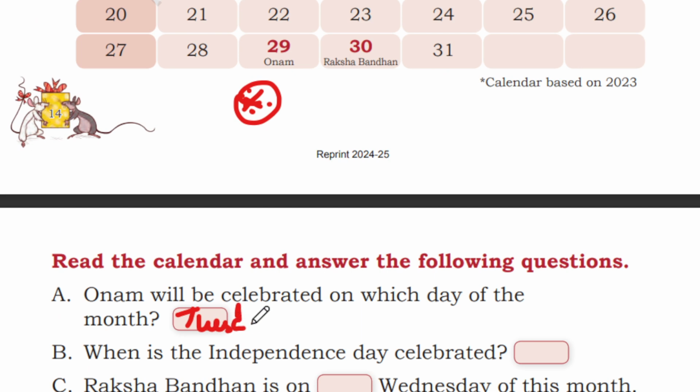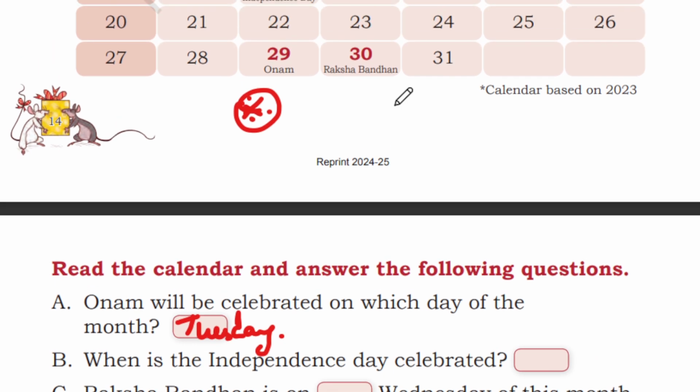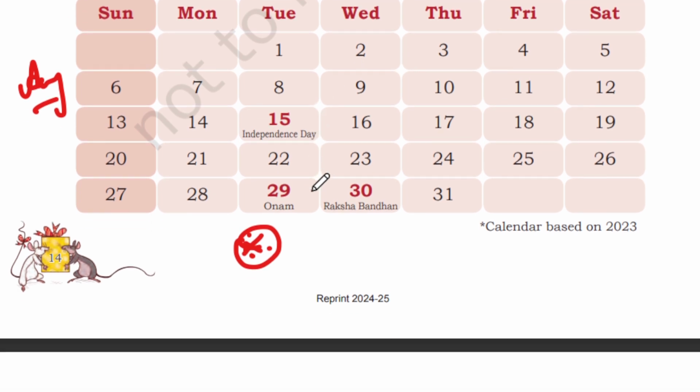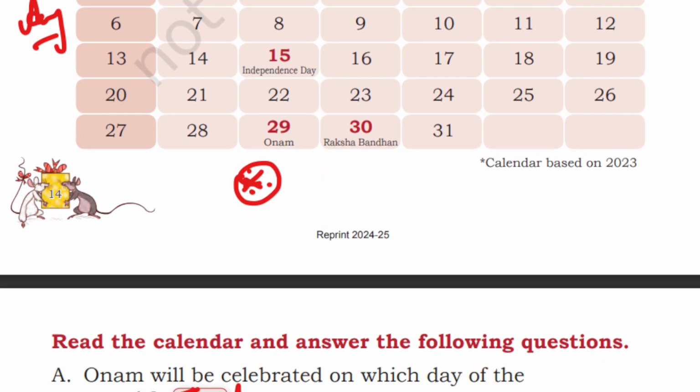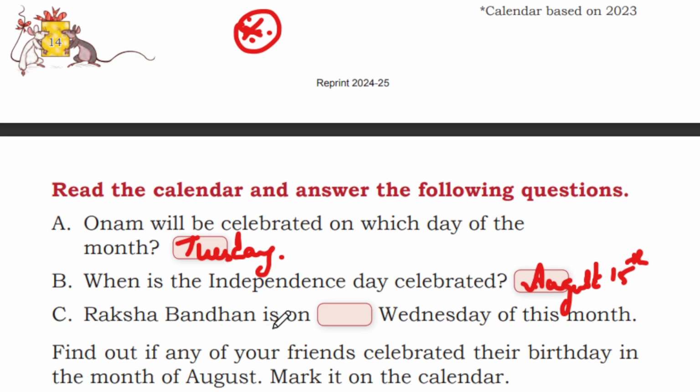Okay. So next one. When is Independence Day celebrated? Independence Day is celebrated on August 15th. So you have to write August 15th. Okay. Raksha Bandhan is on dash Wednesday of this month.